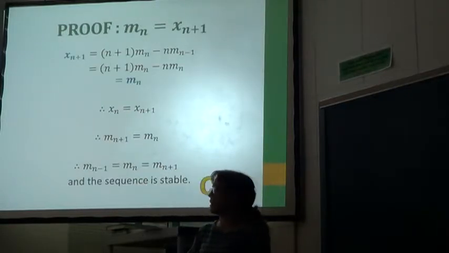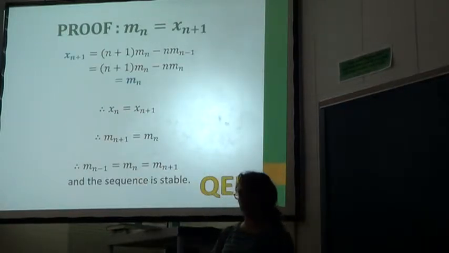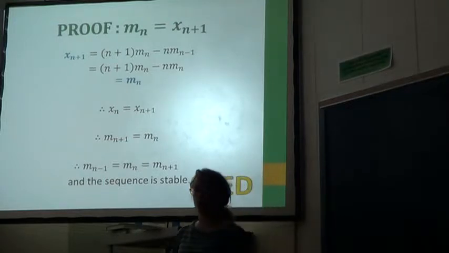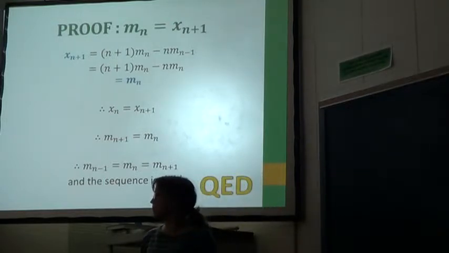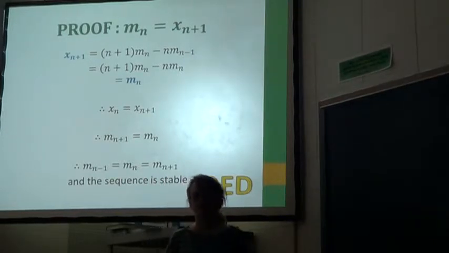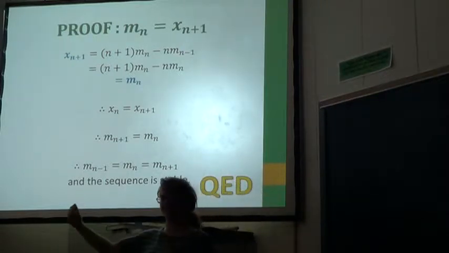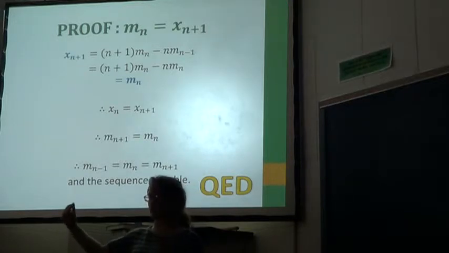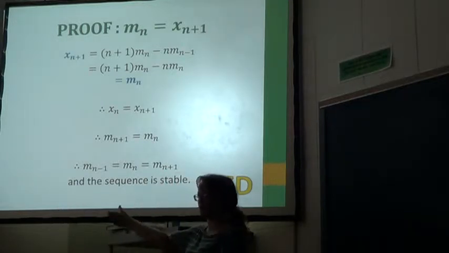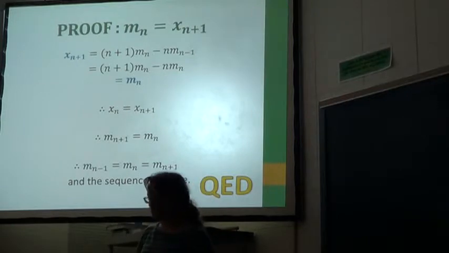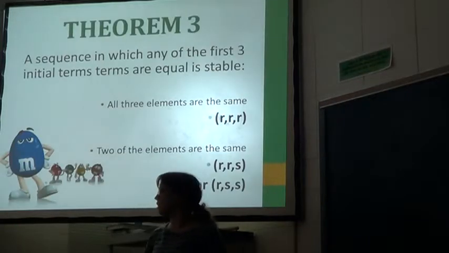Now we can prove that x sub n plus 1 is also equal to m sub n. So now we have 2 elements in a row that are equal. From there, we know that m sub n plus 1 is equal to m sub n because the median hasn't changed. And now we have another 3 medians in a row. So with 3 medians, then the next term is equal, then the next 3 medians are equal, the next term is equal. It's going to keep going, so the sequence is stable.